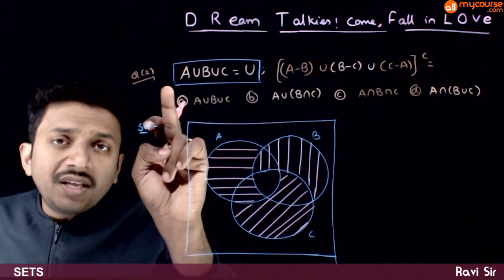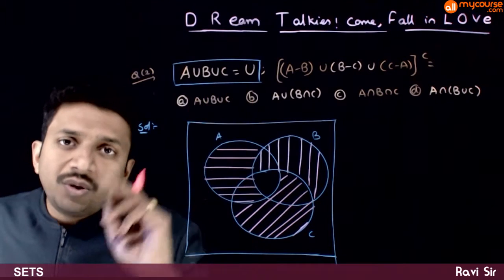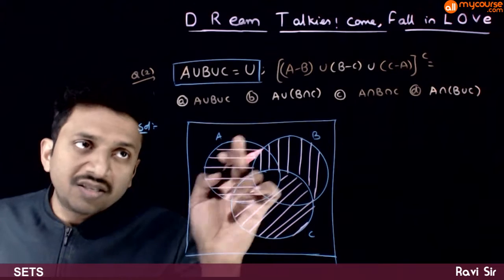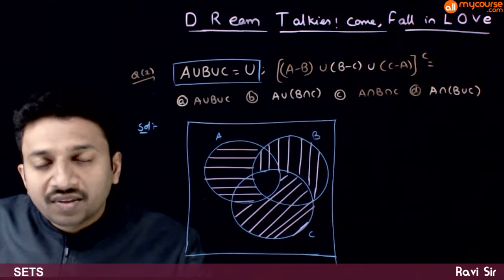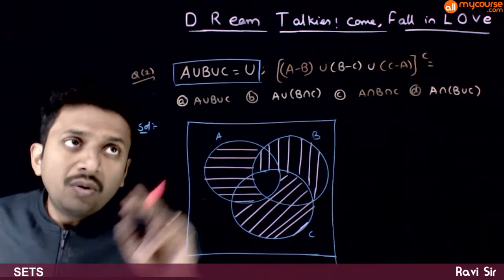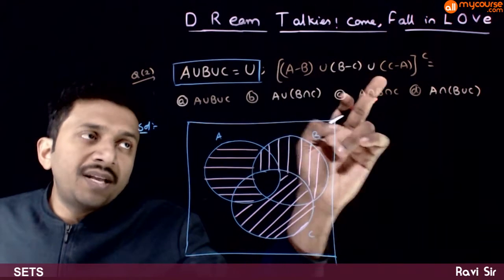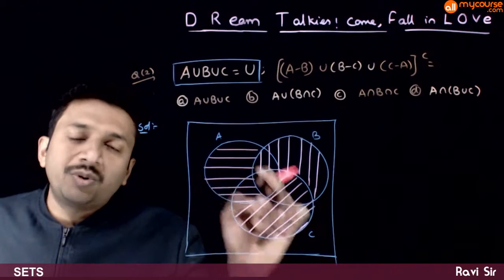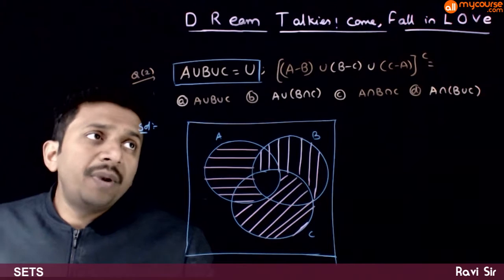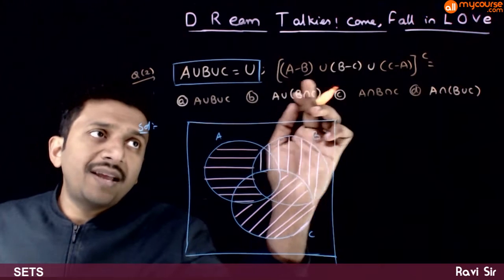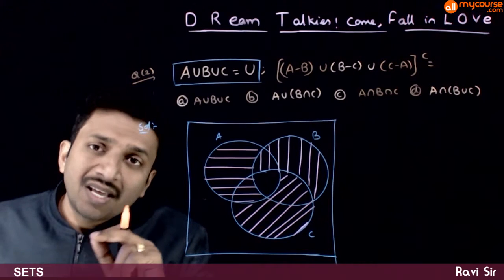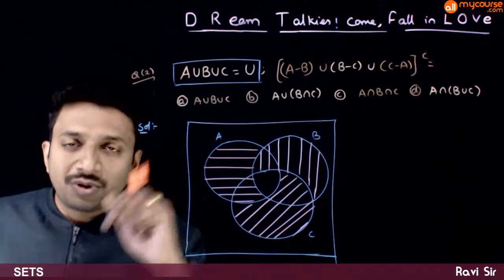And you're given that A union B union C is equal to U. That means there are no elements in this outside region. This outside region is empty. So what is A minus B union B minus C union C minus A? All the shaded portion. So you're asked to find the complement of A minus B union B minus C union C minus A. Complement means all the elements except the shaded portion.